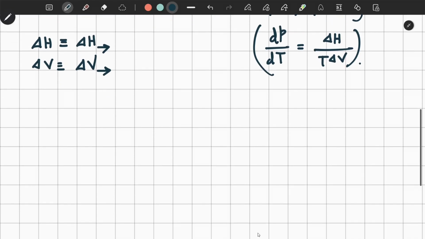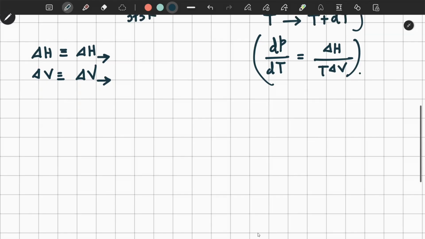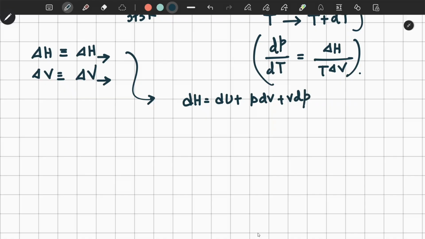So delta H is equal to the latent heat. How can you calculate this heat? Let's say you know dH, how it was calculated: dU plus PdV plus VdP.